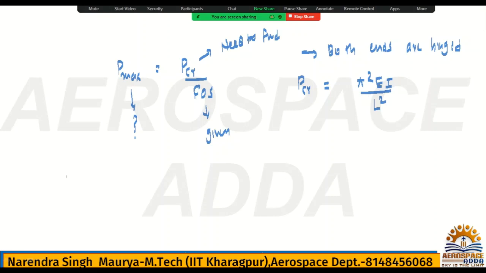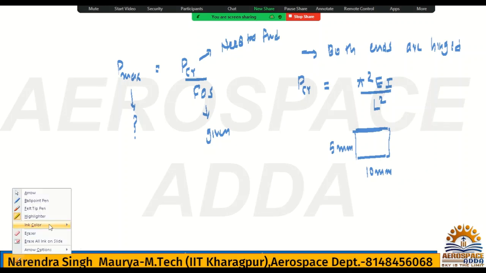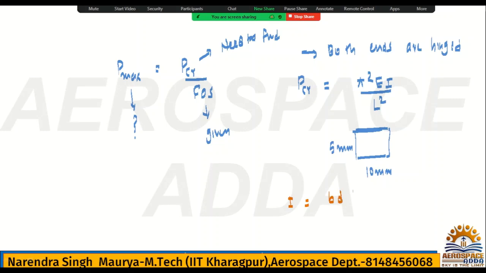Okay, now that column, you have seen this is a rectangular bar, and for this rectangular bar, the dimension they had given here is 10 mm and this is 5 mm. Now for this, we'll calculate I. The I value is b d cube by 12. In mm you can calculate 10 into 5 cube divided by 12. Whatever value you get, just keep that. So this is nothing but I.